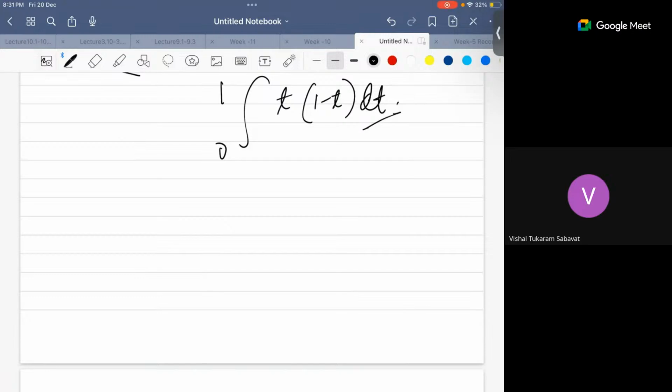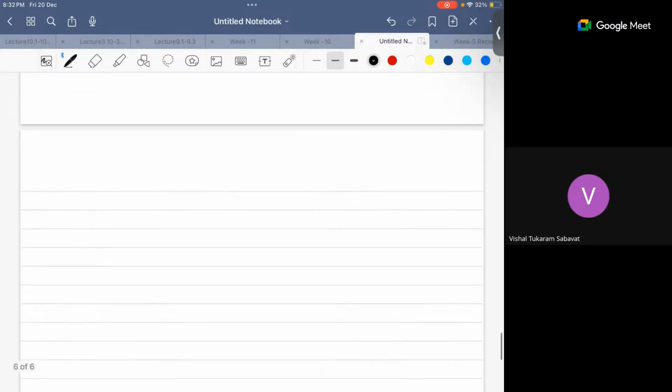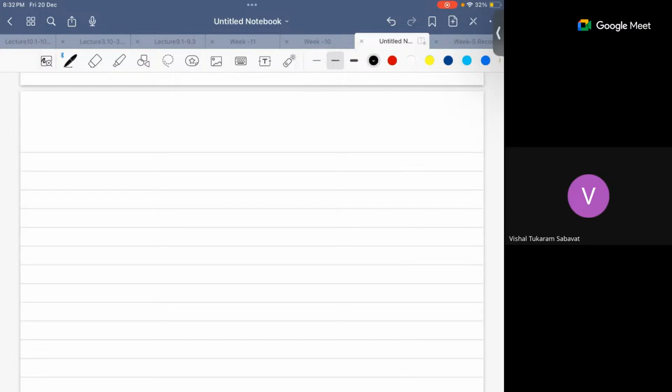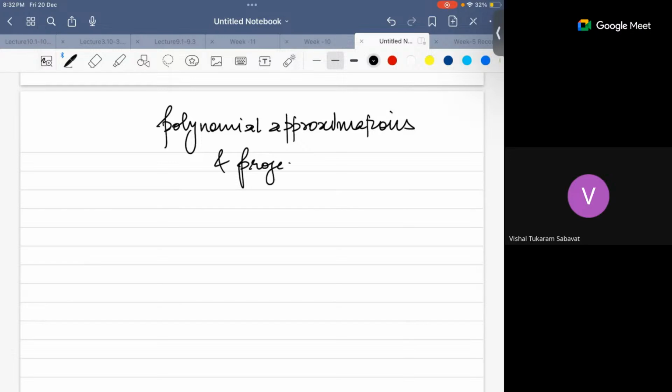Now the next part that was dealt with was the Fourier series, and that's the important part. Mostly the polynomial approximation. For the polynomial approximation, this concept we have dealt with earlier also, and the projection in function space.